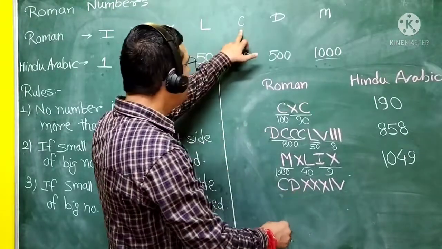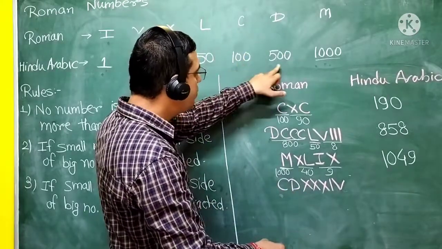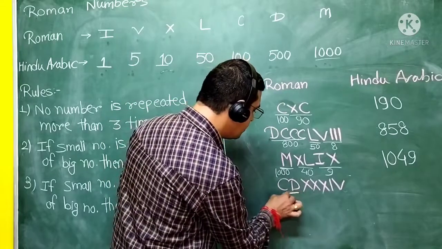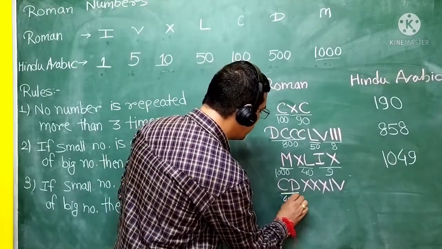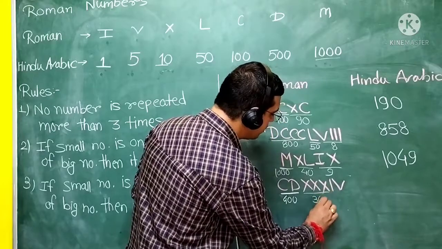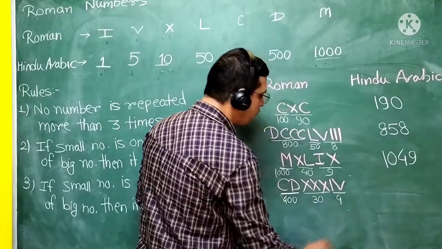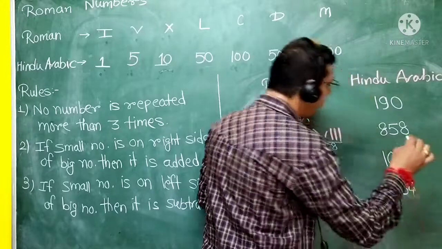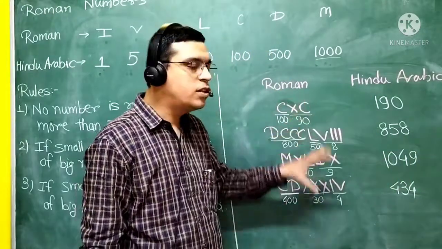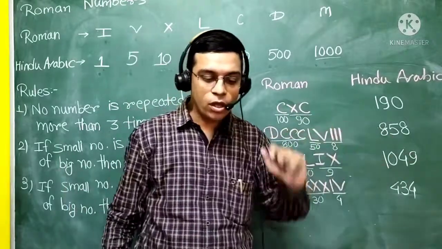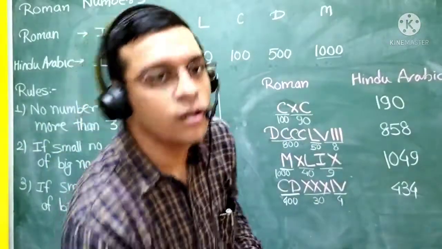CD: C first, D after, smaller number first, bigger number after. Subtract 500 minus 100. This CD together is 400. These 3 tens will become 30 and this is 4. So this number is 434. So this is how we are going to convert Roman numerals into Hindu-Arabic numbers.